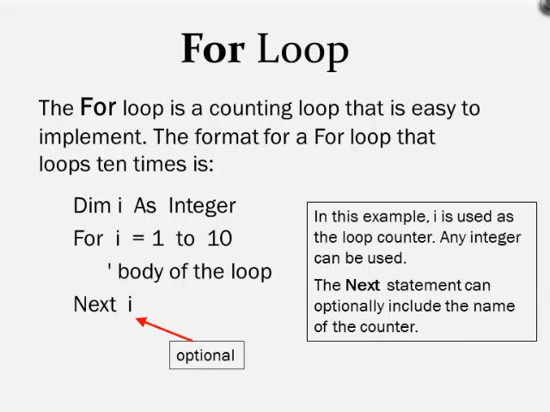The for loop starts off, it says for, and then some value equals, and we're going to do the initialization here. This example says for I equals 1 to 10. We're going to go through the body of the loop 10 times. At the end, we can tell the end of the loop because there's the statement next. You could say next I, but the I is optional.